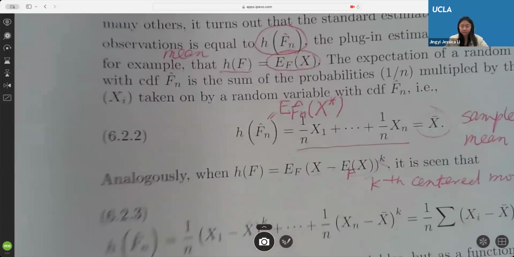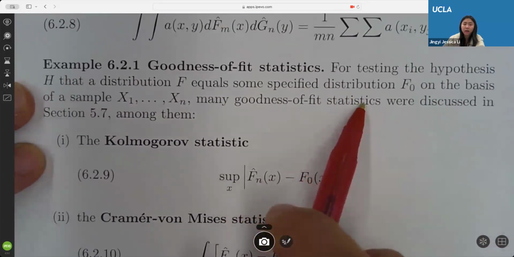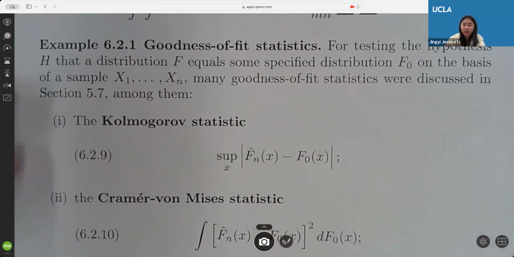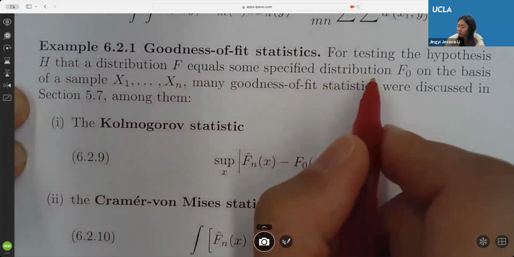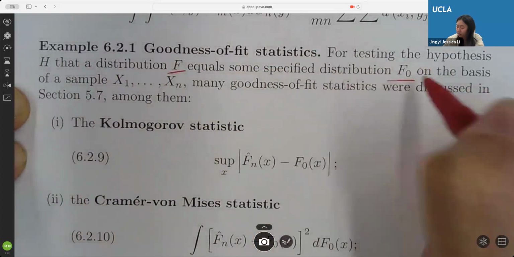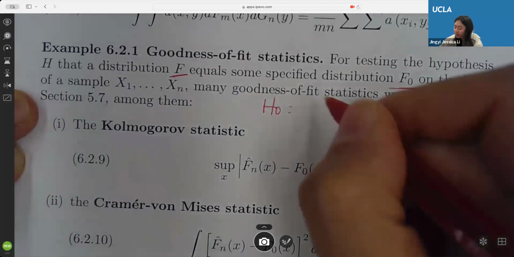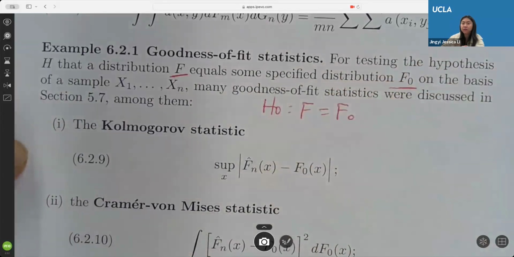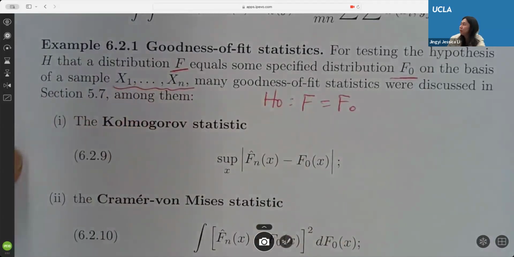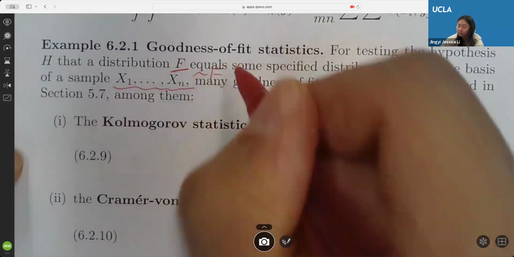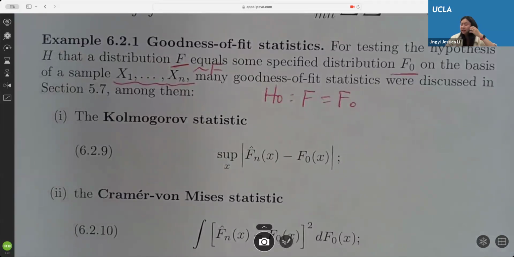Now let's look at some goodness of fit statistics. Okay, this is an interesting topic. For testing the hypothesis H that the distribution F equals some specified distribution F0. Okay, so we're trying to test this hypothesis. Typically we write the null hypothesis as H0. In this case, we just write F equals F0, okay? And we have a sample. The sample is an IID sample from F.